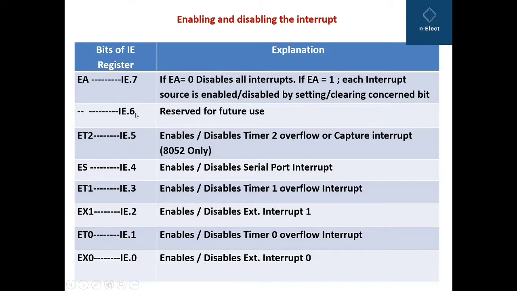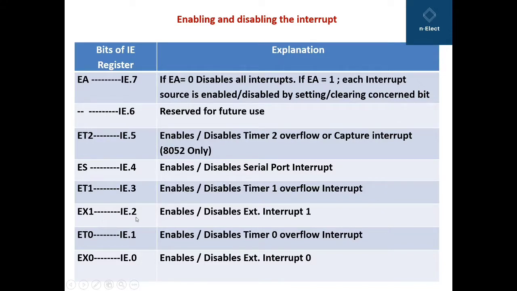This IE.6 bit of the interrupt enable register is reserved for future use. Then ET2, that is IE.5, enables or disables the timer 2 overflow or capture interrupt, and this interrupt is used in 8052 only, that is the 8052 microcontroller, which is the successor of 8051. Then ES, that is IE.4, enables or disables the serial port interrupt. Then ET1, that is IE.3, enables or disables the timer 1 overflow interrupt.